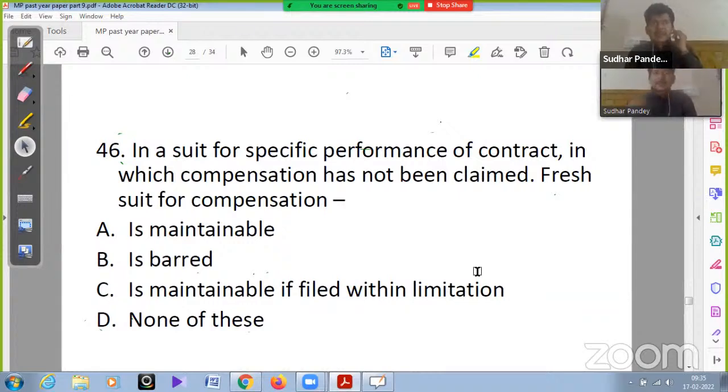If you can read section 40, it is stating payment of compensation in lieu of or in addition to specific performance. So they are simply stating that if a party hasn't claimed for compensation in the cases of a specific performance of contract, then a fresh suit for compensation or damages shall not be entitled by the court.